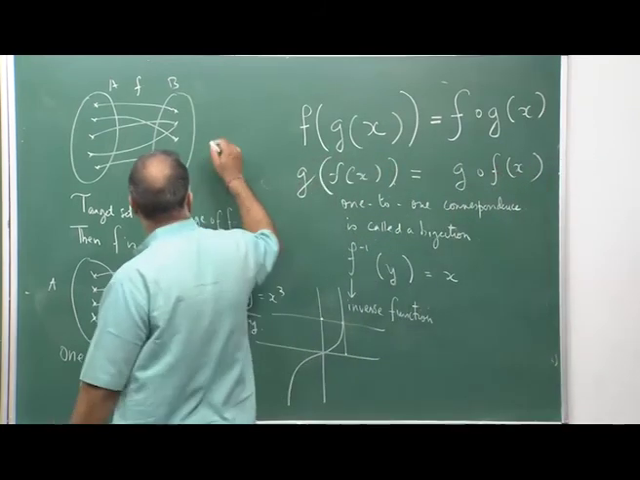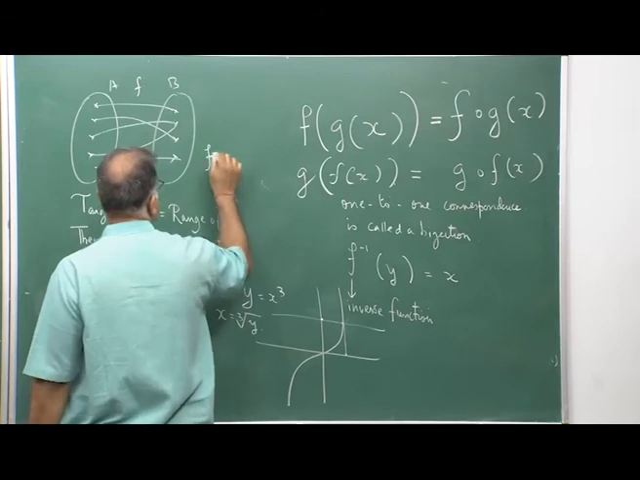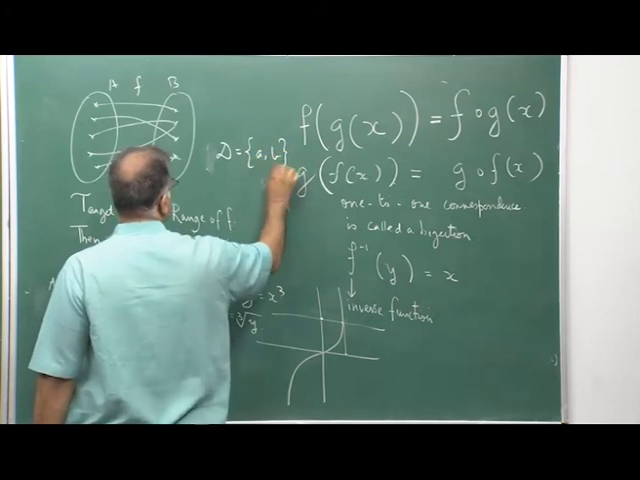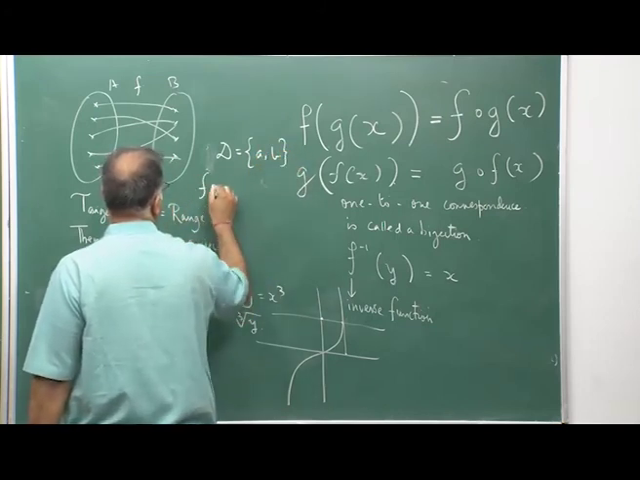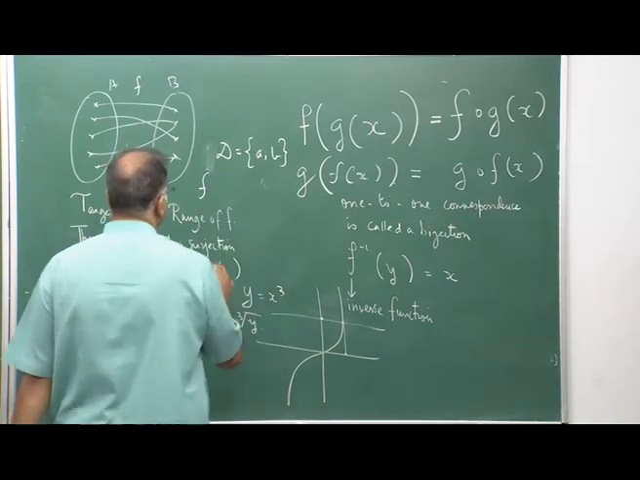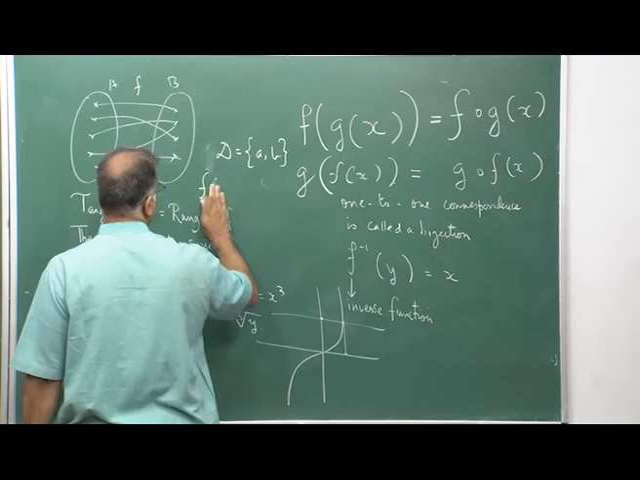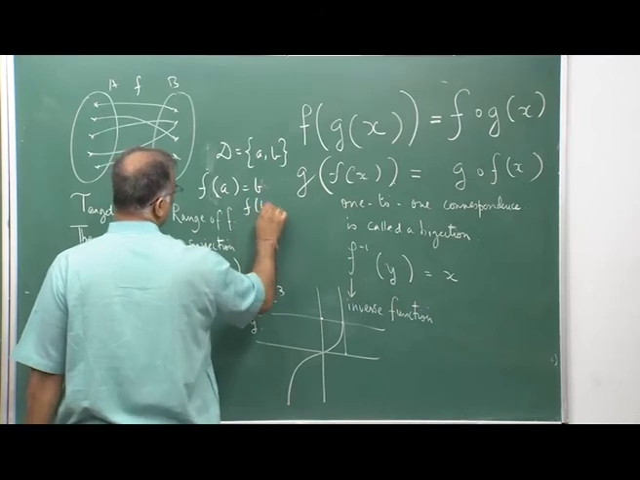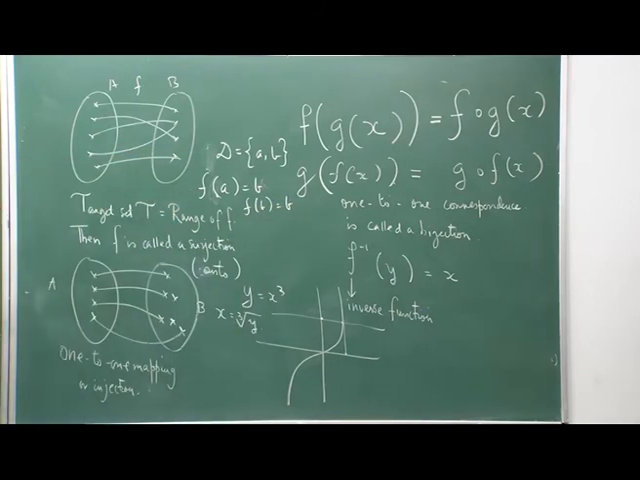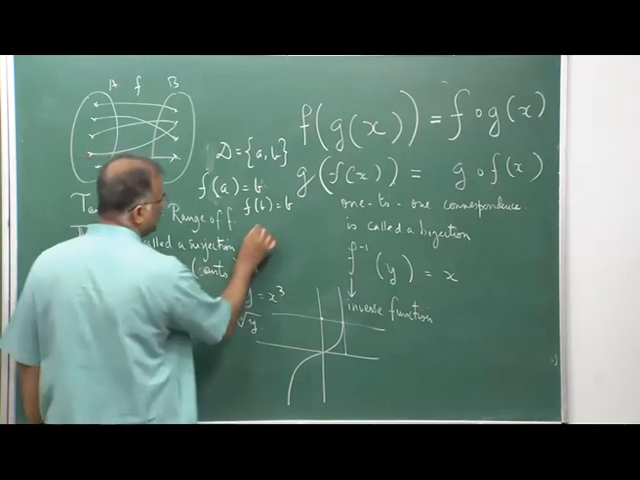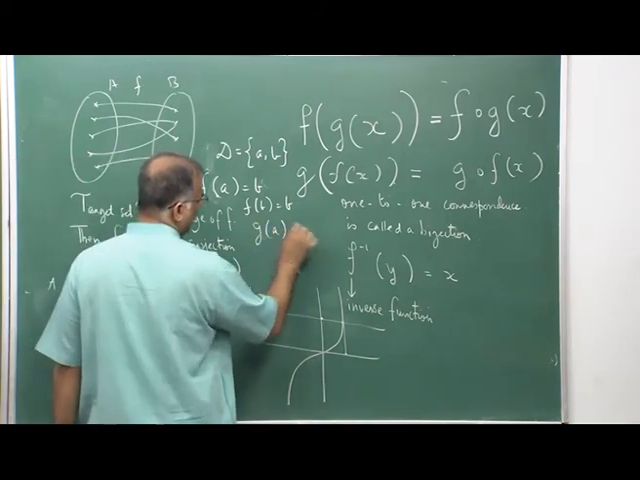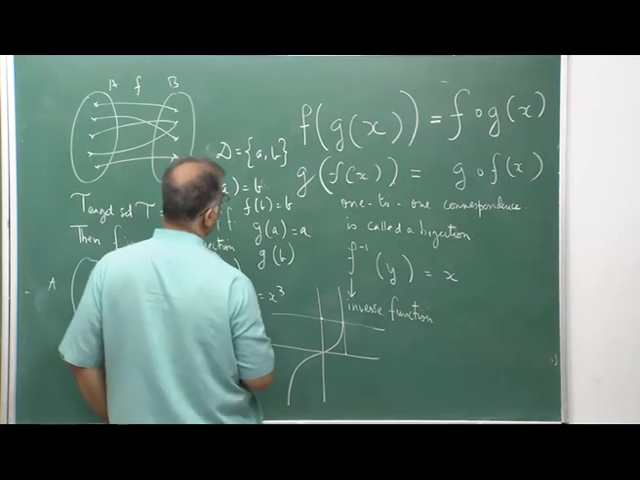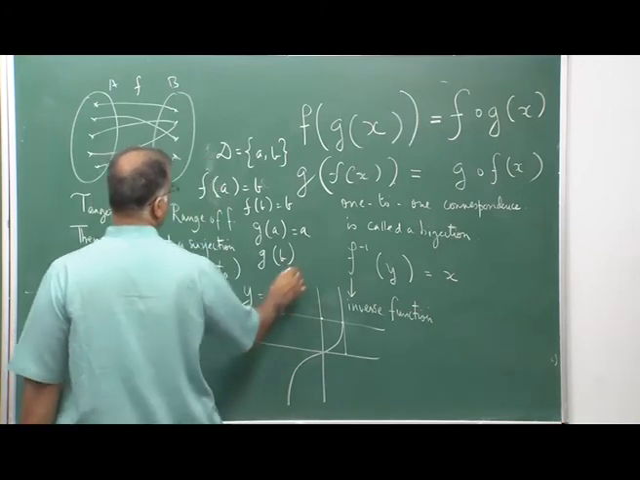I would just give an example. Say you take a function with the domain as 2 points, a and b. Say f of a is b and f of b is b. And say g of a is a, and they have the same domain D, f and g, and g of b is also a.